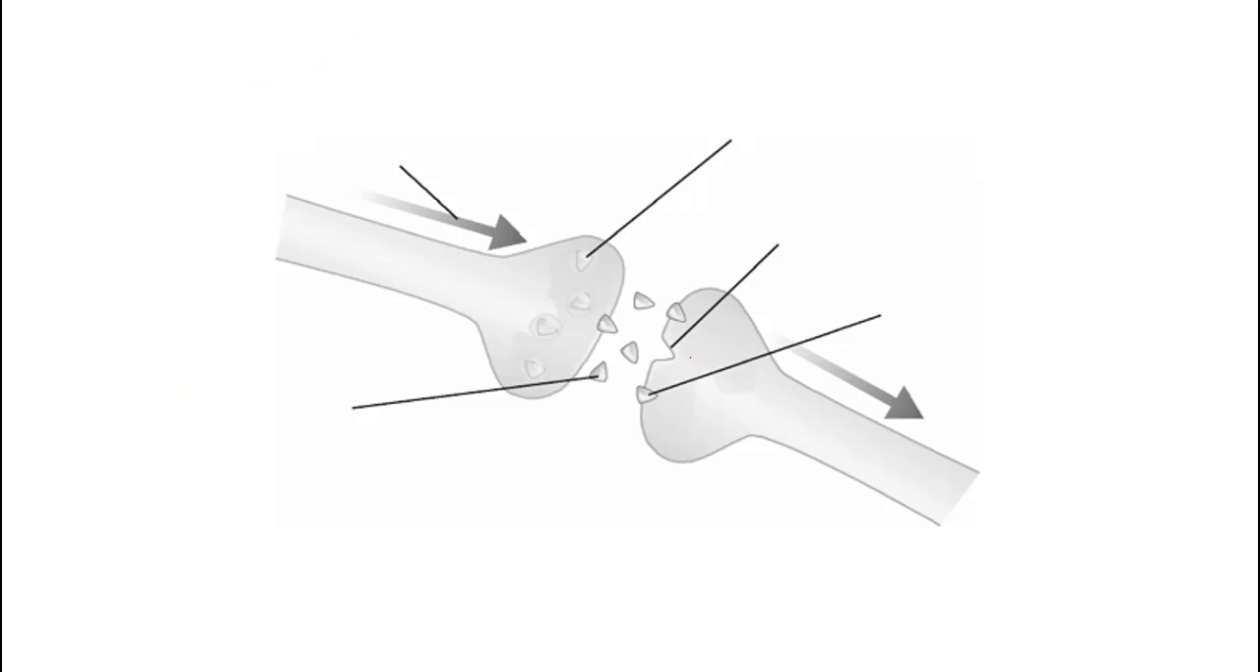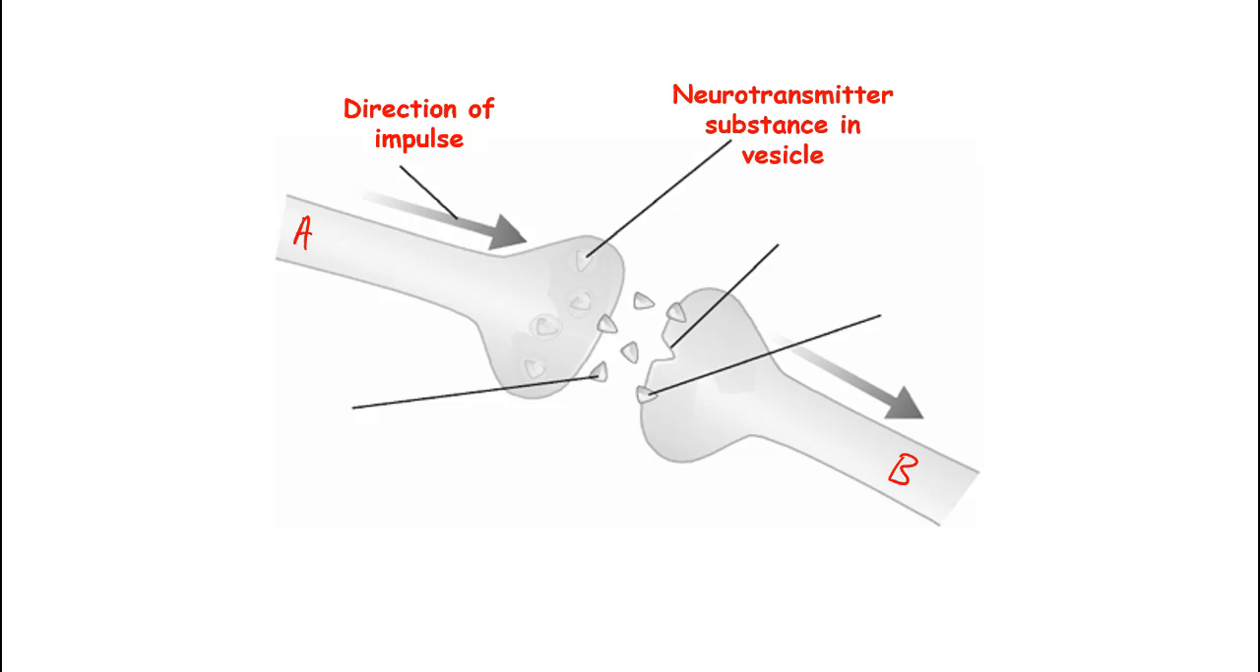Now this is what it looks like. So this is the direction the impulse is traveling. It's going to go from this one, let's call this A, to B. Now, these little things are neurotransmitters. So the neurotransmitters are the little triangles held in little vesicles. Now, vesicles are just little sacs which are found within cells. So the neurotransmitter is held within these little sacs.